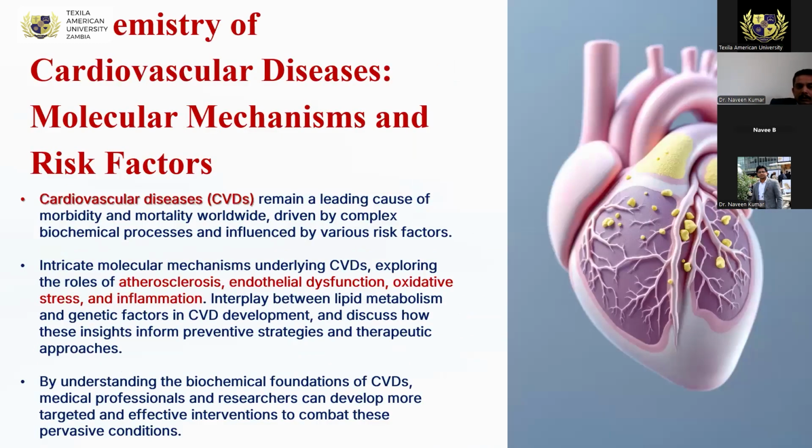A very important and interesting area is the biochemistry of cardiovascular diseases, the molecular mechanisms and the risk factors. It is lipid metabolism imbalance, like lipoproteins, LDL, HDL and VLDL, and how their levels are changed or affected in various conditions is very, very important. It directly contributes to the cardiovascular system, which is considered the leading cause of morbidity and high mortality across the globe.